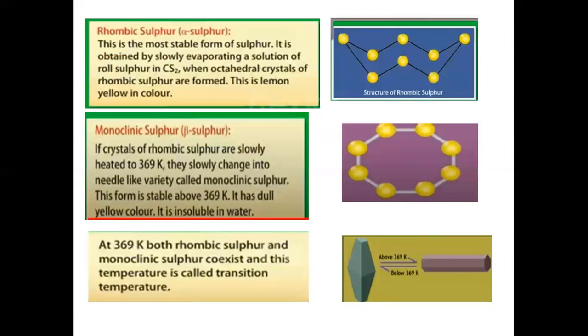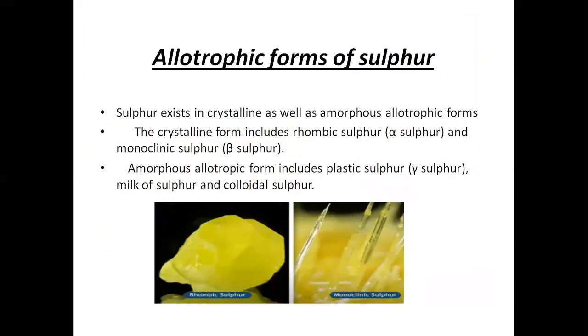Next one is monoclinic sulfur, that is beta sulfur. If crystals of rhombic sulfur are slowly heated to 369 Kelvin, they slowly change into the needle-like variety called monoclinic sulfur. This form is stable above 369 Kelvin. It has a dull yellow color. It is insoluble in water. So this is the monoclinic sulfur.